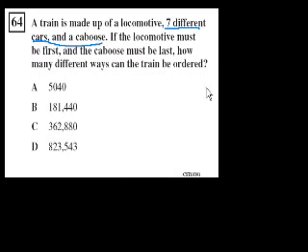So let's talk about, it's really the same problem as the last one. In some ways it's a little bit easier. So let's just say that's the position. Position 1, 2, 3, 4, 5, 6, 7.